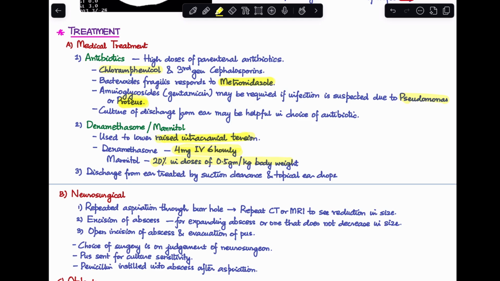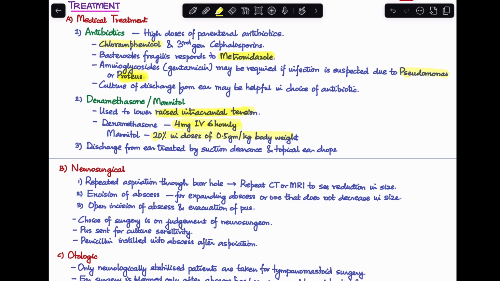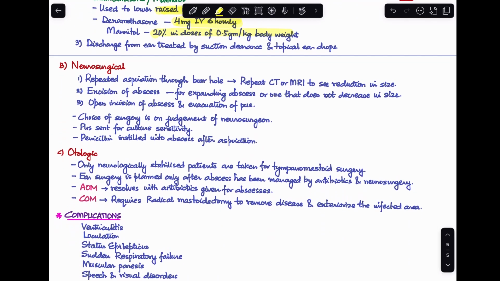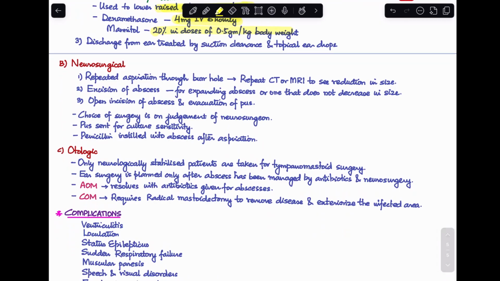Next, we'll talk about surgical treatment. Surgical treatment can be divided into neurosurgery and otologic surgery. Let's first discuss the neurosurgical aspect. Here, there are three options that we can do. First, we can perform a repeated aspiration through a burr hole and then repeat CT or MRI to see a reduction in the size of the abscess.